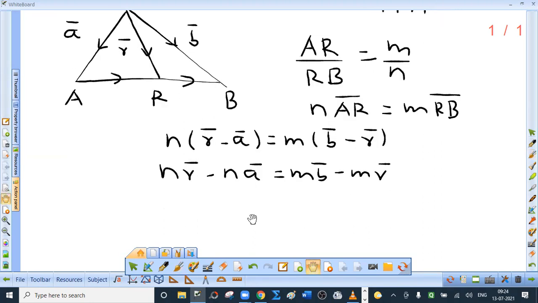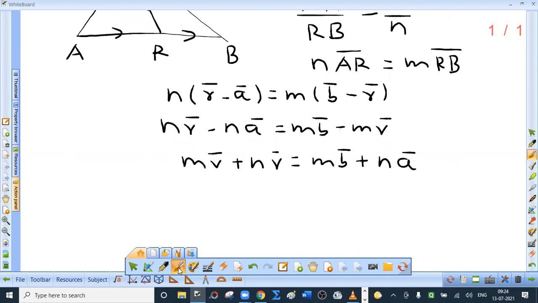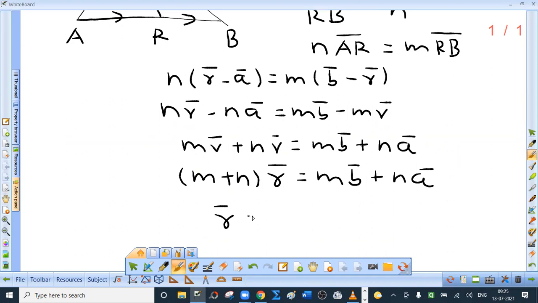What next? I can say that from this, m R bar plus n R bar equals m B bar plus n A bar. I have just rearranged the terms. Now take R bar common to get in bracket m plus n. So (m plus n) R bar is m B bar plus n A bar. Now m plus n not equal to 0. So R bar is (m B bar plus n A bar) upon (m plus n).